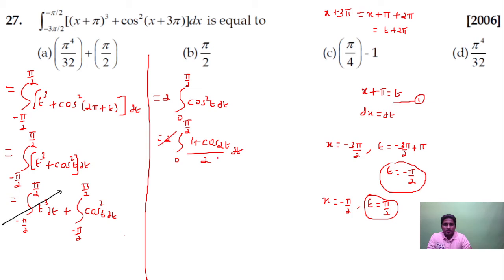Or you can use that reduction formula. Integration of dt is t between the limits 0 to pi by 2. Integration of cos 2t will be equal to sin 2t divided by 2. So this is sin 2t divided by 2 between the limits 0 to pi by 2. So this is upper limit minus lower limit, 0 to pi by 2.